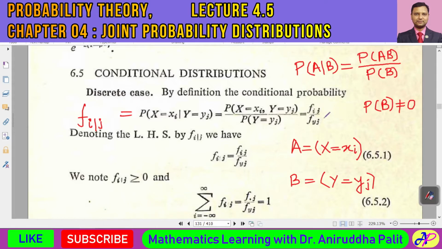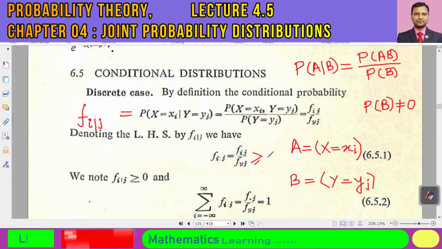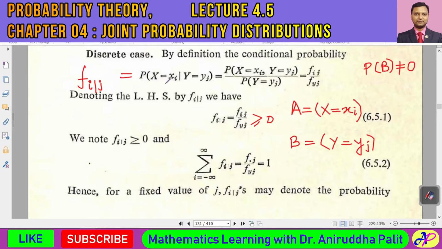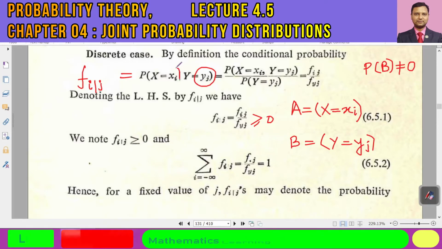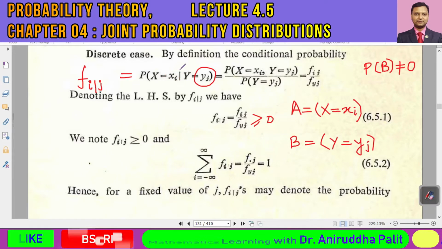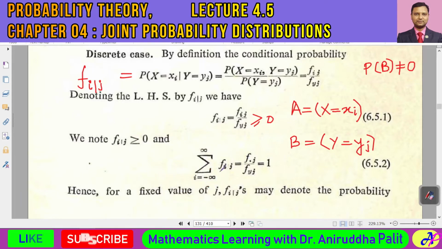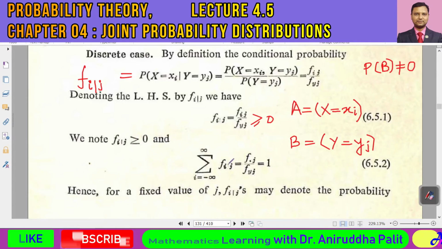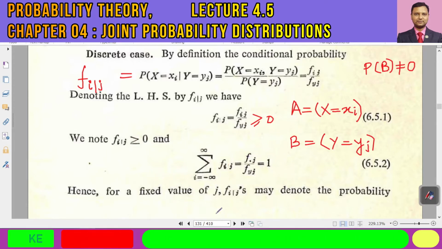Now we are going to show that this satisfies the properties of a probability mass function. This is a ratio, therefore it is always greater than or equal to 0. And secondly, if we consider the summation, y is equal to yj is a given value, so yj is a fixed quantity. The only variable quantity is the index i, so the summation has to be taken over the index i, theoretically from minus infinity to infinity of f i given j. I think some kind of printing mistake is there; i given j should be written this way. What is this probability of i given j? Let me show you over here.